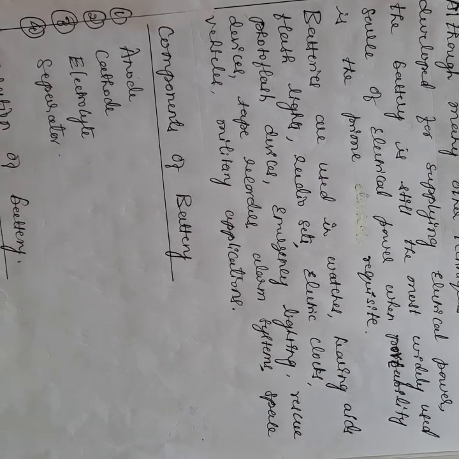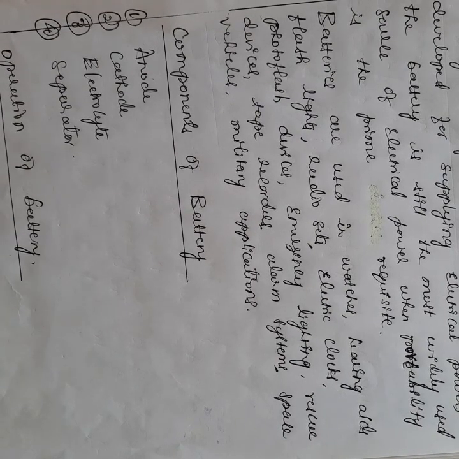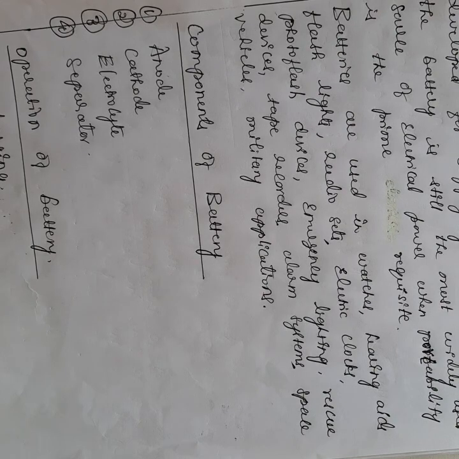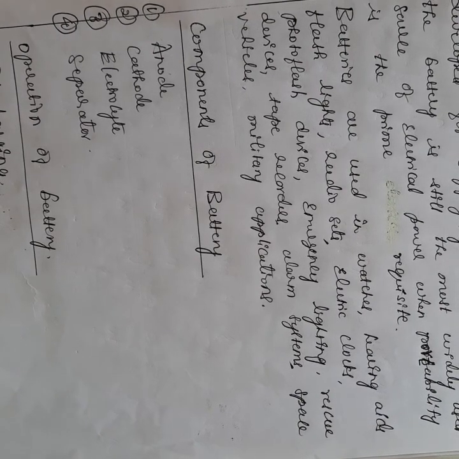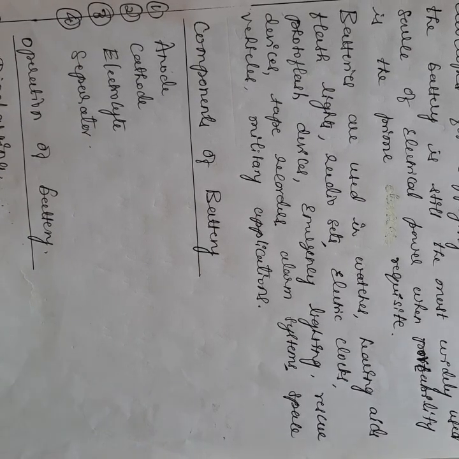Next is the cathode. It accepts electrons from the external circuit, and reduction of an active species occurs. So the cathode should easily undergo reduction, and such cathodes are usually taken. Next comes the electrolyte. A solution of an acid, alkali or salt having high ionic conductivity is commonly used as the electrolyte.